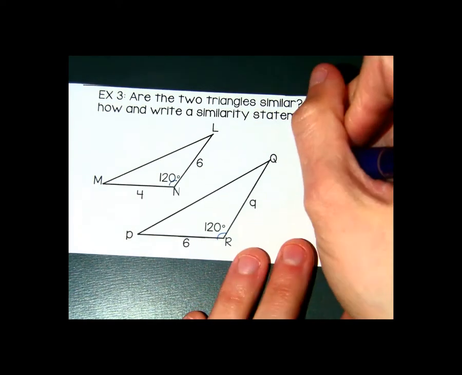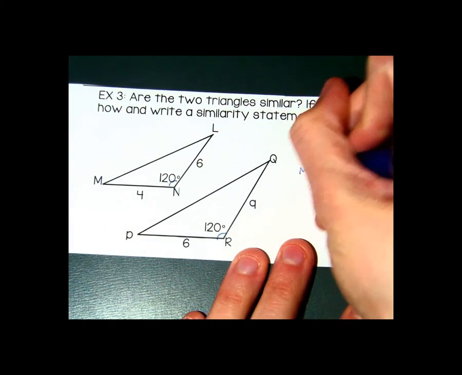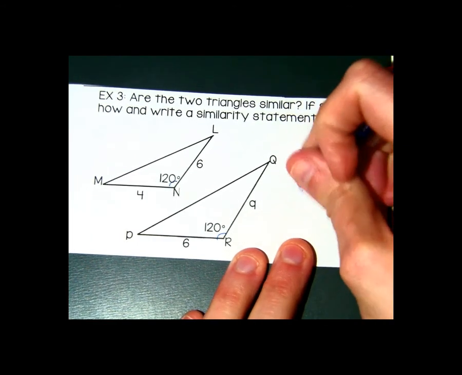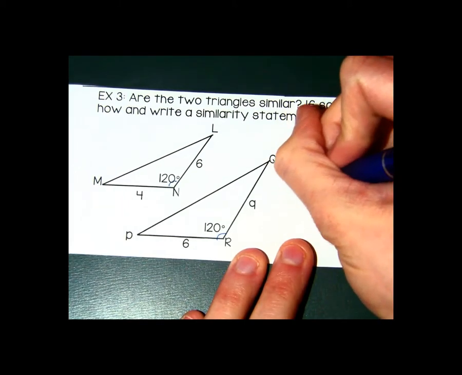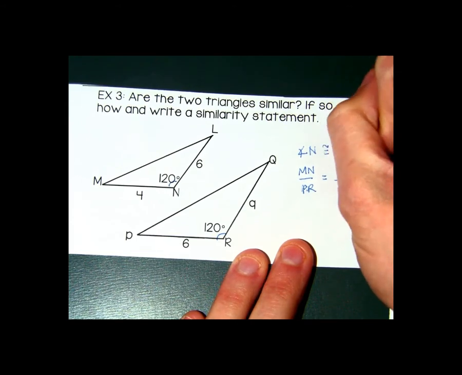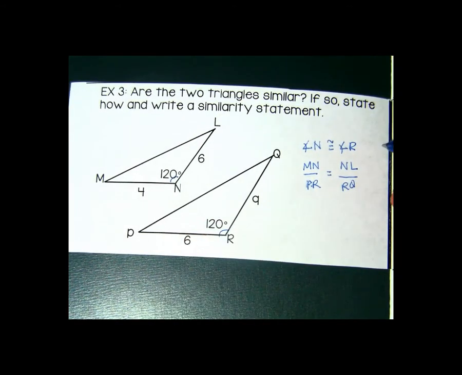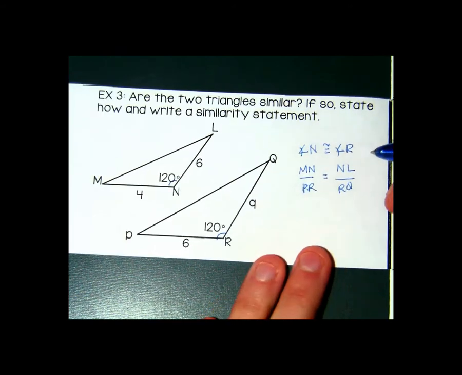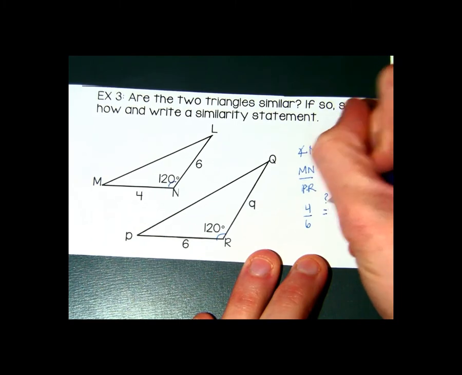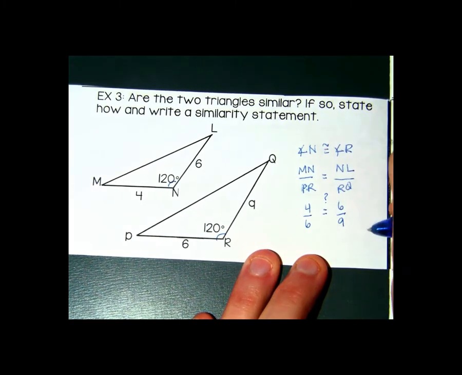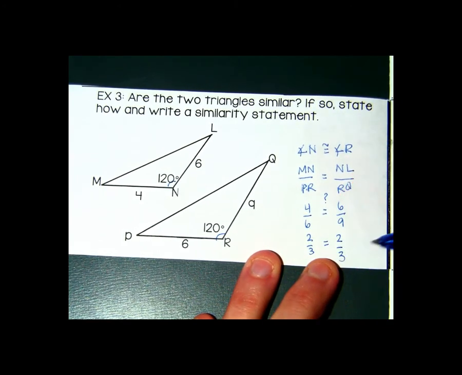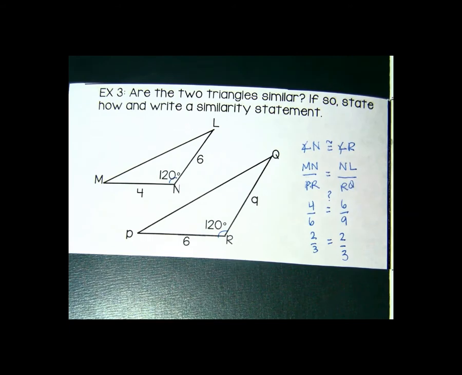So to do that, we're trying to see if MN over PR, might help if I could write a P first, is in fact equal to NL over RQ. If it is, then we have proportional sides. So 4 over 6, we want to know, is that equal to 6 over 9? 4 over 6 reduces to 2/3, and so does 6 over 9. So therefore, these are proportional.